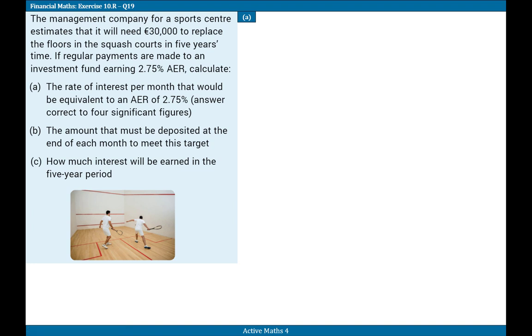So we have to read the question carefully. It says the rate of interest per month that would be equivalent to 2.75%. And again, it's the 12th root of 1.0275 minus 1. And we get this monthly interest rate, which is 0.2263% per month.